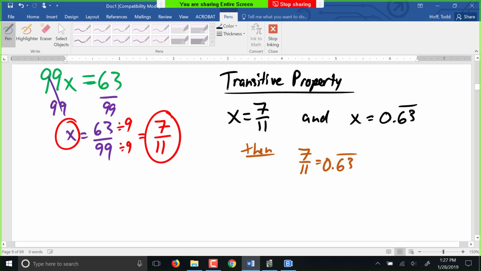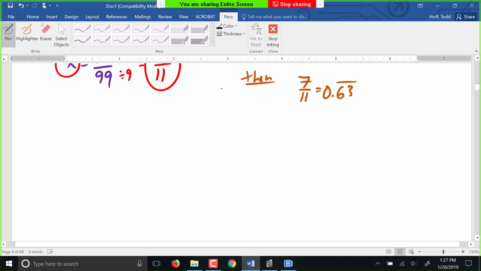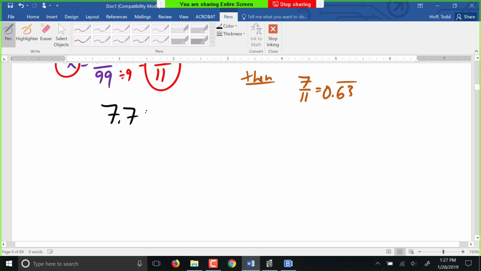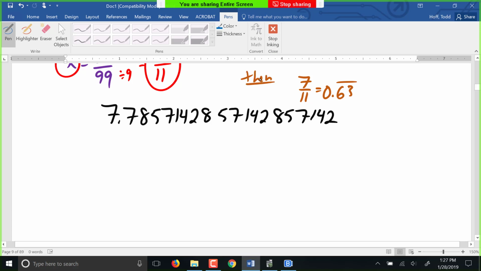Well, since we're having fun, let's do one more example of that. Let's do the value that just popped up on our calculator here: 7.7857142. If this kept going, it would be 857,142, 857,142. What's repeating actually starts right here and repeats. Those 6 digits repeat. The first 7 does not repeat.